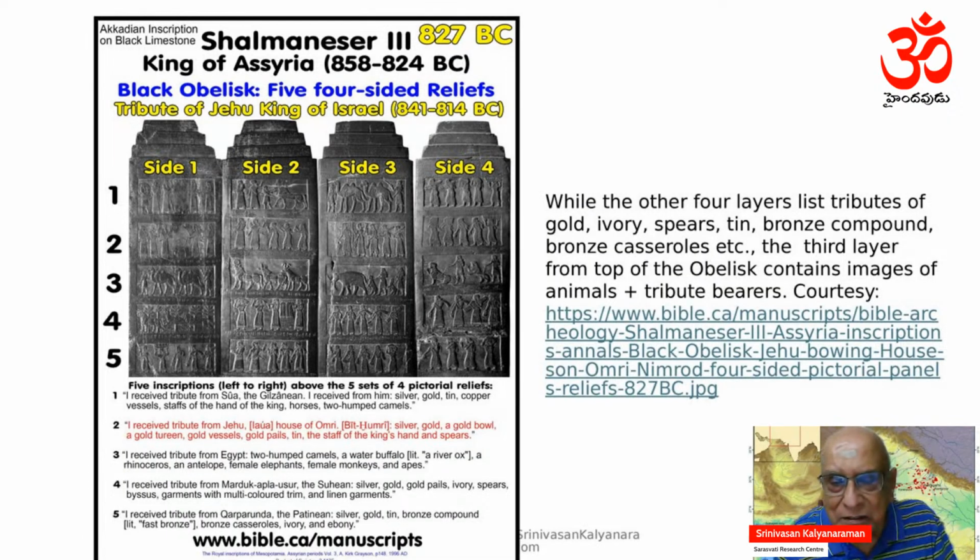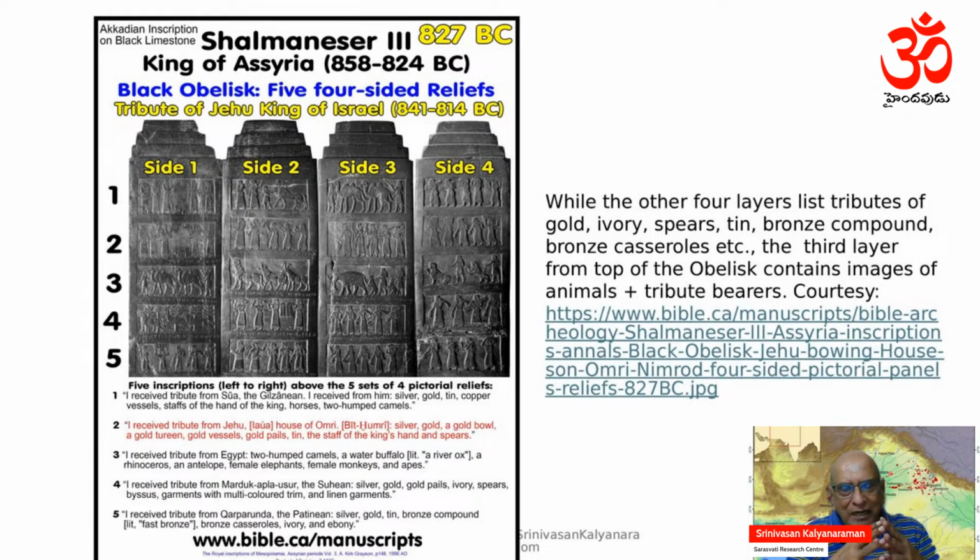While the four layers list tributes of gold, ivory, spears, tin, bronze compound, bronze casseroles, etc., the third layer of Musri tributes from the top of the obelisk contains images of animals plus tribute bearers. Tribute bearers are handling the monkeys and carrying them together, or handling the elephant, carrying it forward. These are all tributes being taken to Shalmaneser. It's a huge obelisk in the British Museum.